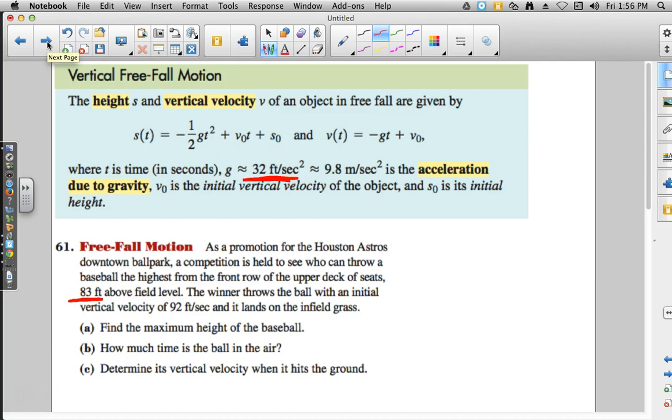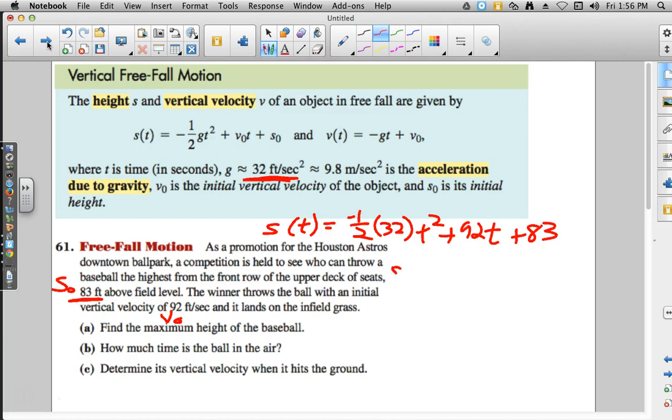The winner throws the ball with an initial vertical velocity, this is V sub naught, of 92 feet per second. Now, what they gave us here, the 83 feet above field level, that's S sub naught. So that means we have S of t equals negative 1/2 of 32 feet per second squared, because this was given to us in feet, plus our V sub naught was 92 t plus 83. And we can pretty that up a little bit. We definitely can figure out a negative 1/2 of 32: negative 16t squared plus 92t plus 83.